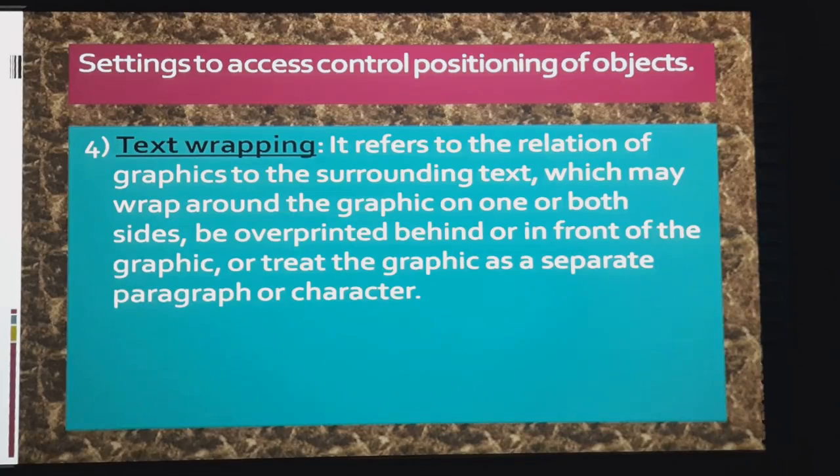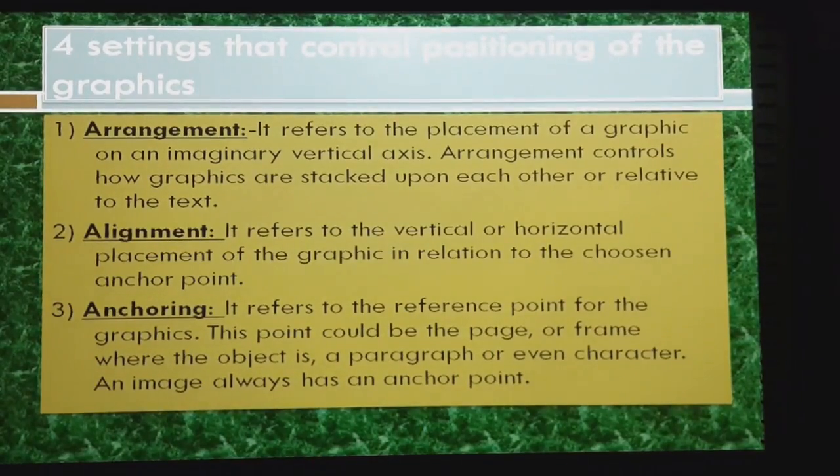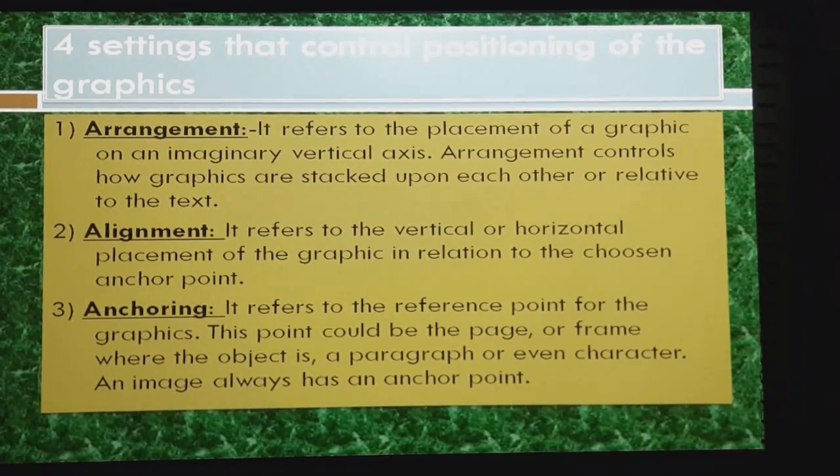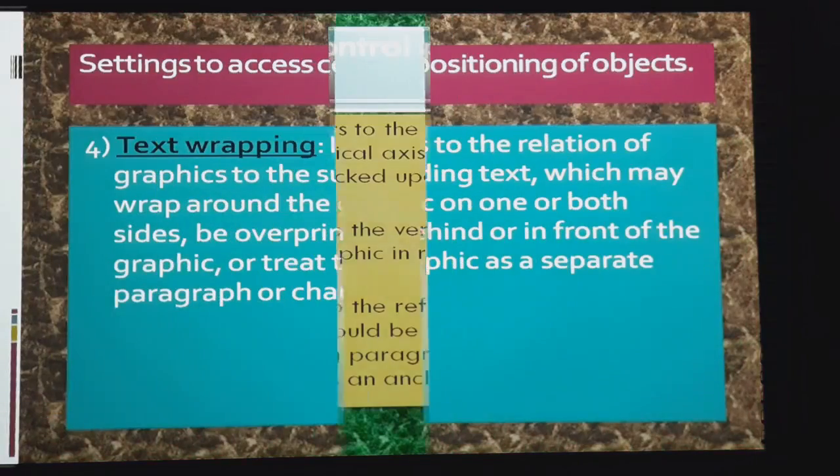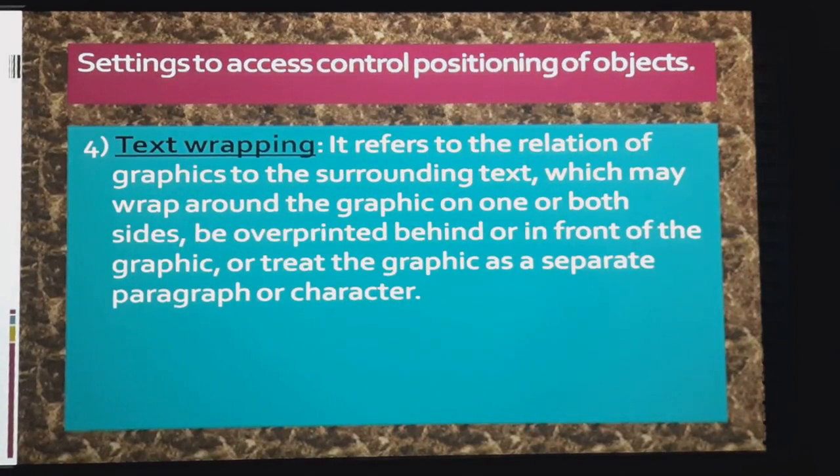Now let us come to the next settings to access control. Three types of settings we have already discussed. The first one was arrangement, the second was alignment, the third was anchor point, and the fourth option is text wrapping. Now what is text wrapping? The relation of graphics to the surrounding text is called text wrapping.